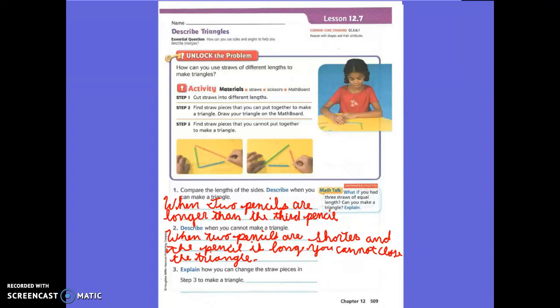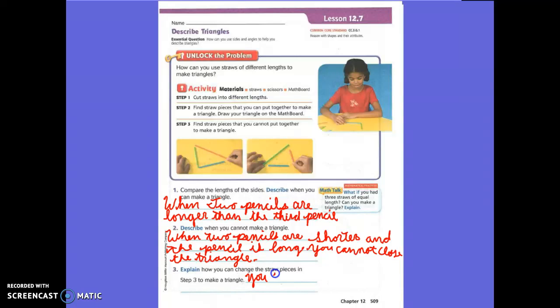Okay, number 3, how can you change the straw pieces in step 3 to make a triangle? So, step 3. Okay, so when you found pieces that you cannot put together to make a triangle, how can you make it so you can make a triangle? Have 2 really long ones and a really short one. Okay, have 2 long ones for the short ones.